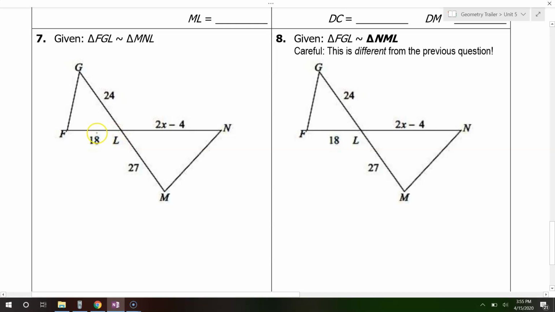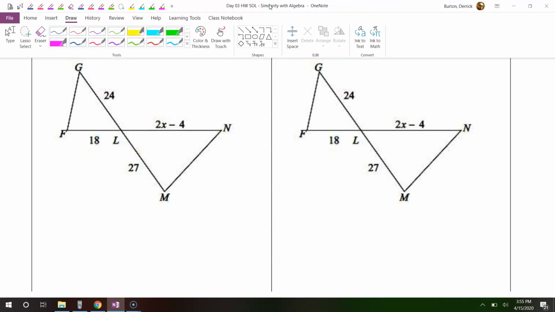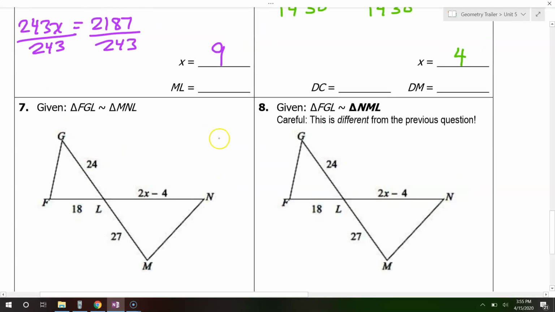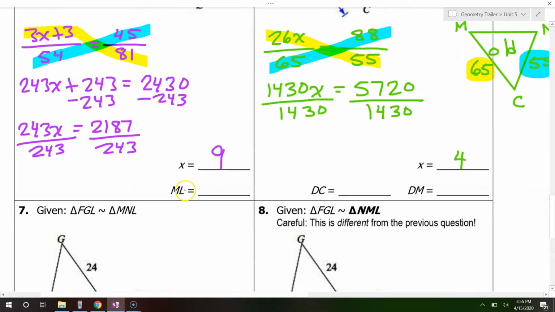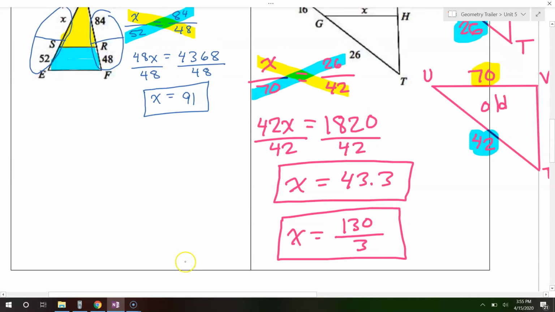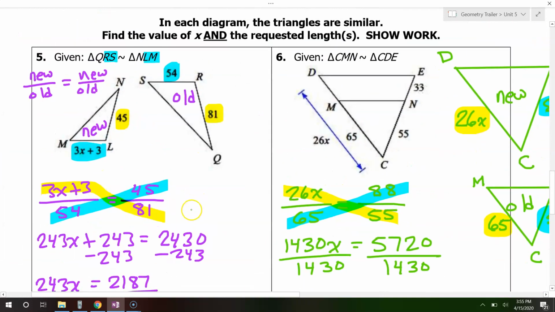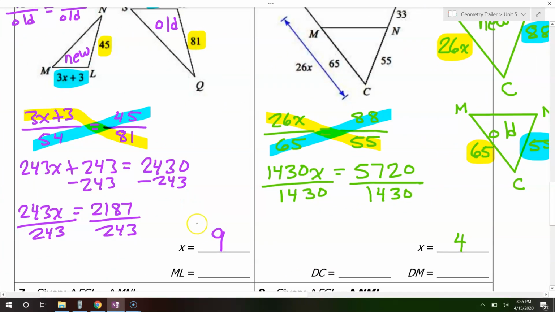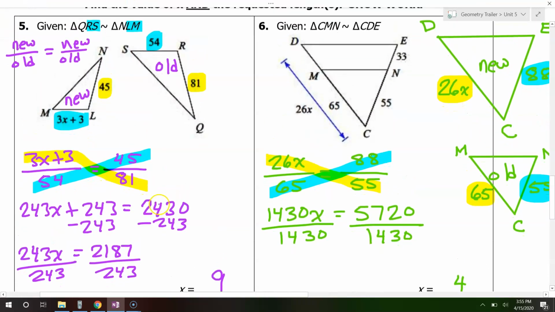Again, for this problem, we have the benefit that the triangles are already separate for us. But the downside is we need to be a little bit more careful. Wait a minute. How long has this been going on? Okay, I just realized that back on problem number 5 and 6, we were supposed to find an additional piece of information. We're supposed to find ML and DC and DM. So I need to go back and do that real quick.